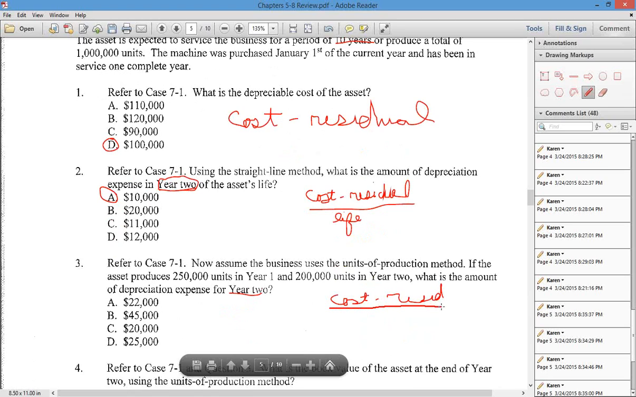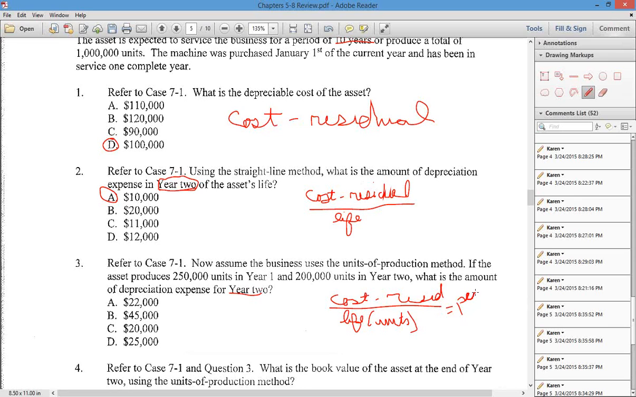divided by life in units. In this case, our units are just units. They're not miles or anything. It tells us they're units. And that's going to give us a per unit cost.